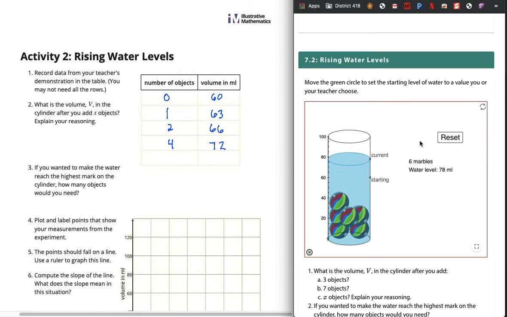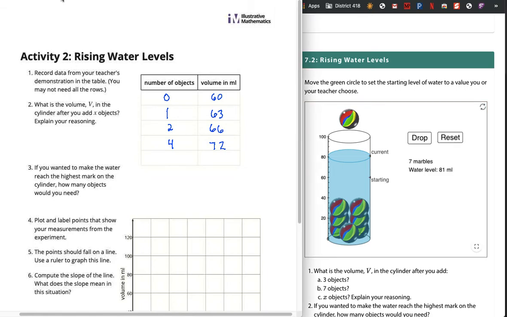And then we can drop a couple more in and see what's going on here. So hopefully you're seeing a pattern. And I want to get up to 7 marbles. Okay. I don't know why I had problems with it there, but we're all good now. So 7 marbles gives us 81 milliliters. So you can kind of see the pattern of what's taking place here. And the pattern repeats over and over, even though we started jumping numbers here, but that's okay.